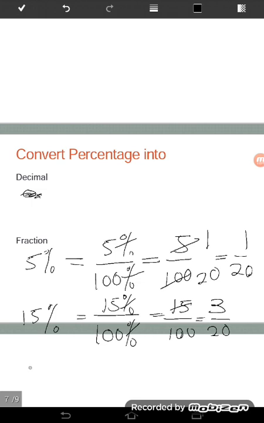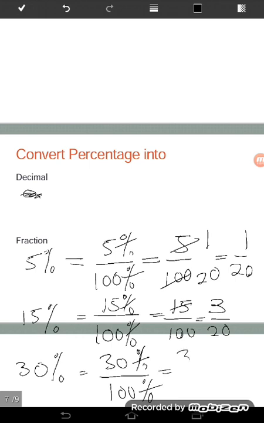Another example, 30%. 30% divided by 100%. Cancel the percent, and you will have 30/100. Simplify by cancelling the 0, so the answer is 3/10.